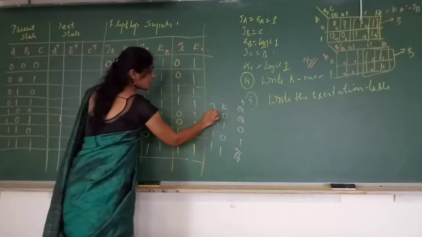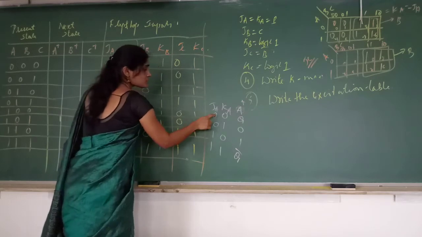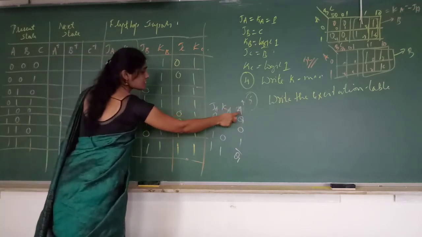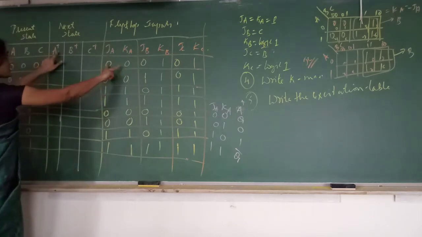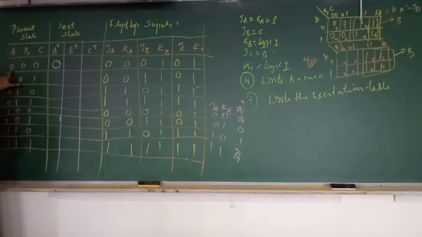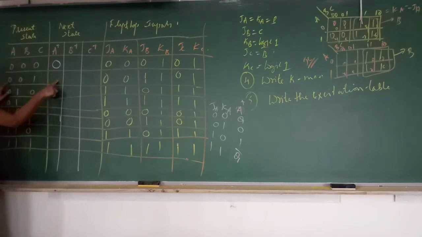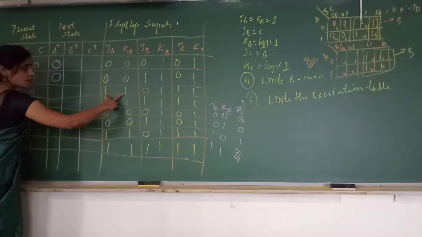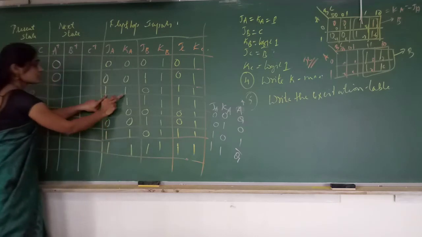So here this is JA, this is KA, this is A plus for this problem. When JA is 0 and KA is 0, the next state is the same as previous state. What is the previous state? A. What is A? 0. So what is the next state? 0, same as previous state. J is 0, K is 0, next state will be the same as previous state, that is 0. So write 0. When J is 1 and K is 1, the next state is the complement of previous state.